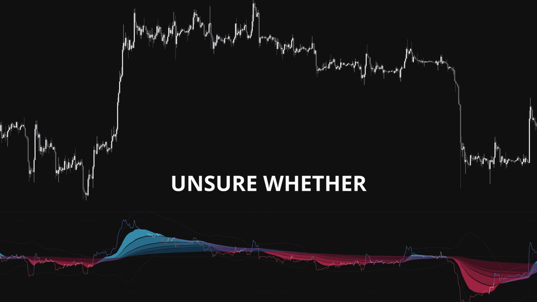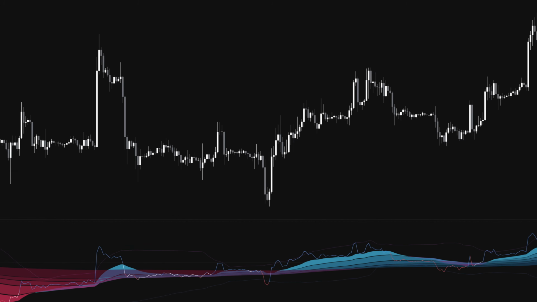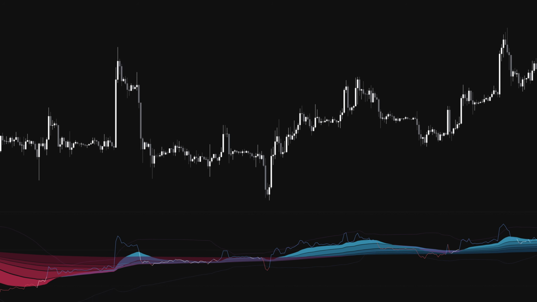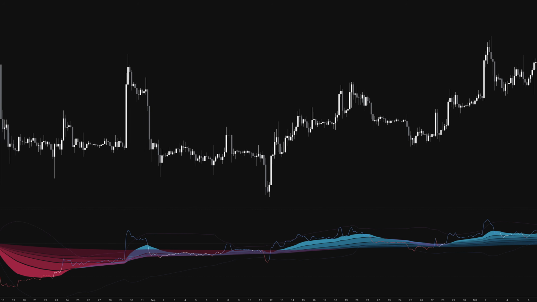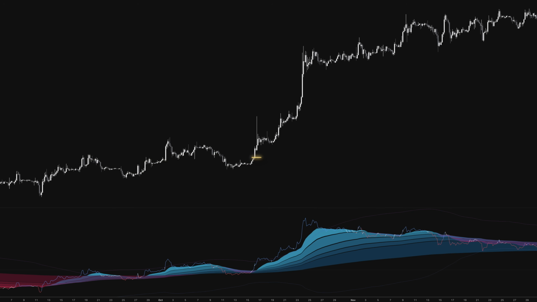If you're unsure whether a setup looks safe, it probably isn't. If the TP RSI structure looks unclear, if the ribbons aren't aligned, if you can't cleanly identify the trend phase, step aside. Your best trades will come after major price breakouts, when trend direction becomes clear and momentum is unmistakable. That's where the big moves happen, and that's where you want to be positioned.